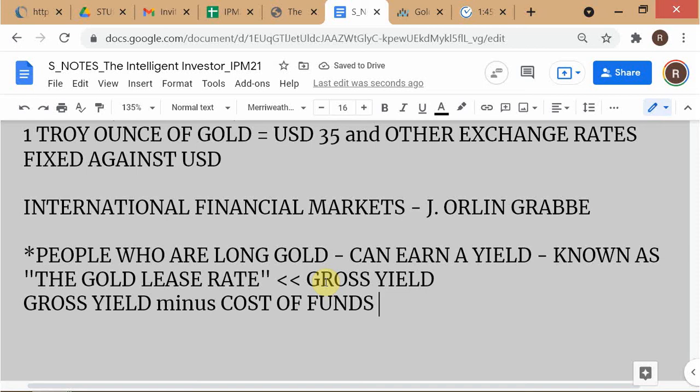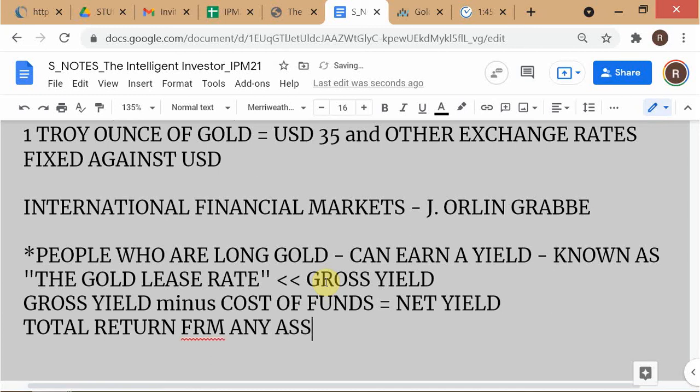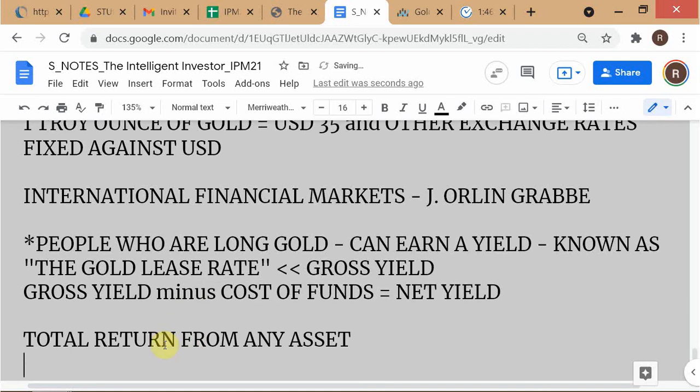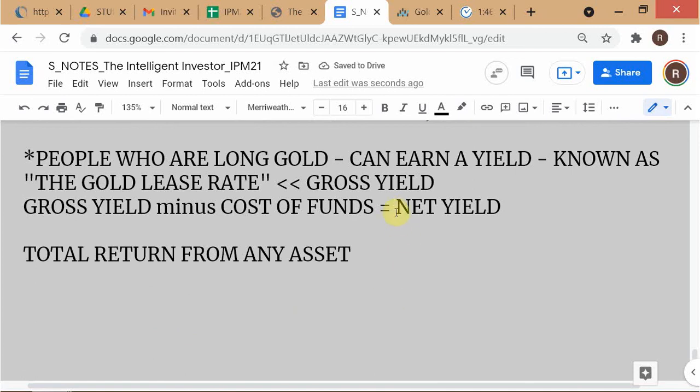Any asset you look at, the return will have two components: not gross yield, actually net yield. Gross yield minus cost of funds is equal to net yield. That's one component, and the other component in the case of any asset is the price variation. Basically, this is again a recapping of theoretical frameworks. They are so basic and so important that I'm recapping it once again. So total return from any asset is equal to net yield plus price variation.